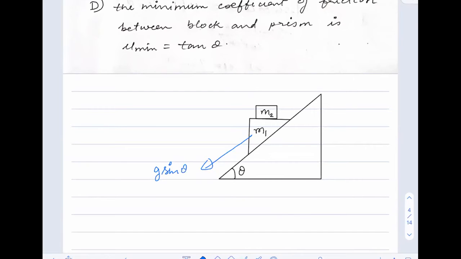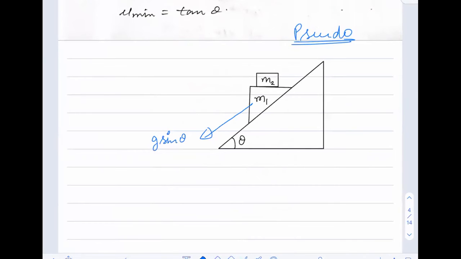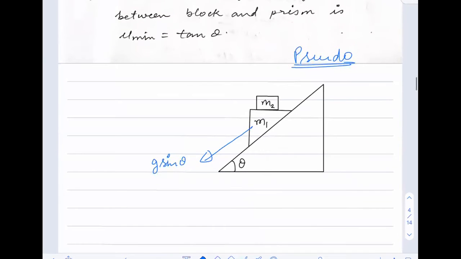Now I have to check for the m2 mass. Here we have a concept of pseudo force. Pseudo force will be involved here. Why? Because there is a change of frame. Now you see here that m2 has to be at rest. The block does not slip. So if the block does not slip, that means there has to be a pseudo force acting on it. So where will the pseudo force act?